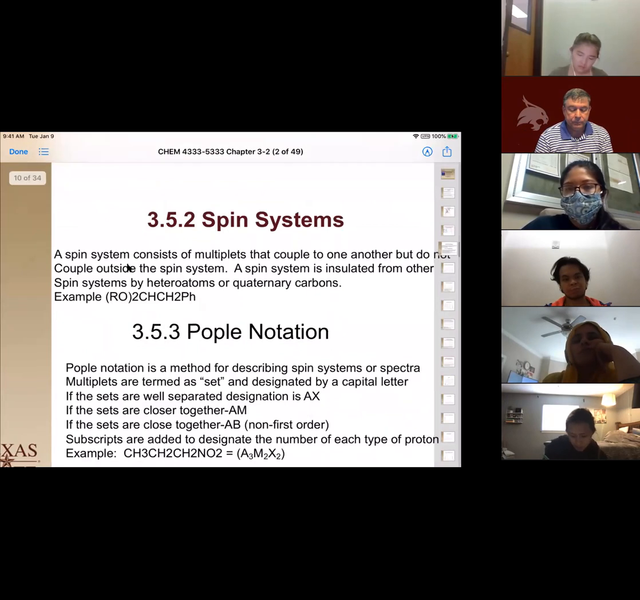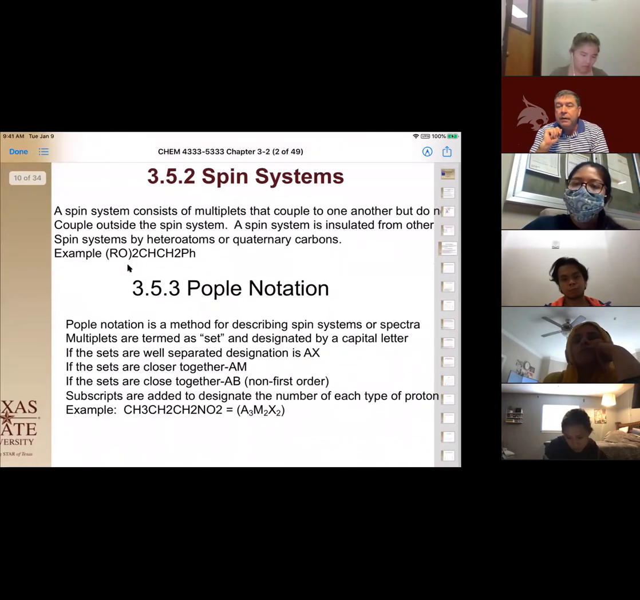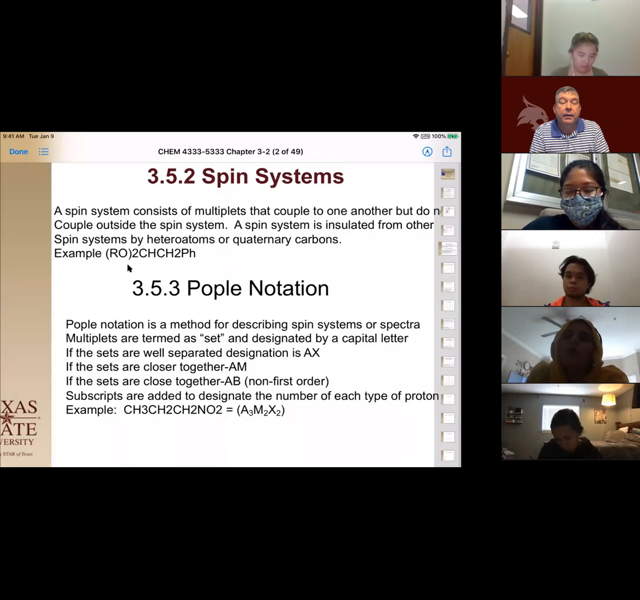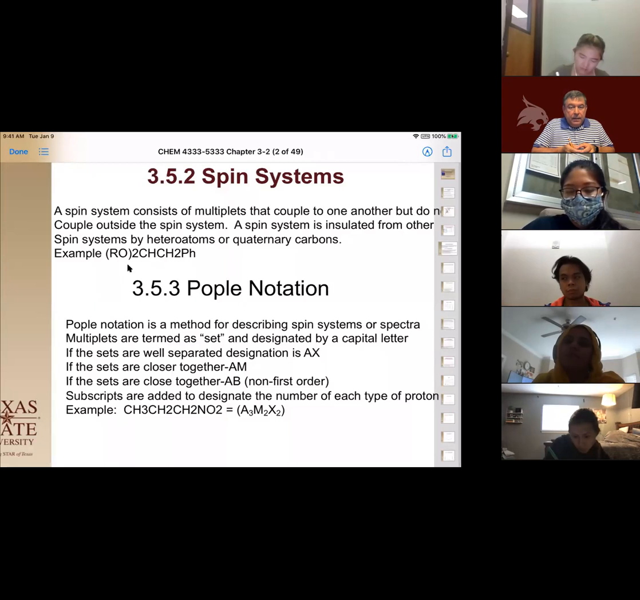Okay, so how close can we get to this? When we're talking about this, we want to look at a way to describe what our multiplets should be based on what we see. The system we use here is what we call the Pople notation. In Pople notation, you look at the hydrogens that are close enough to actually split.